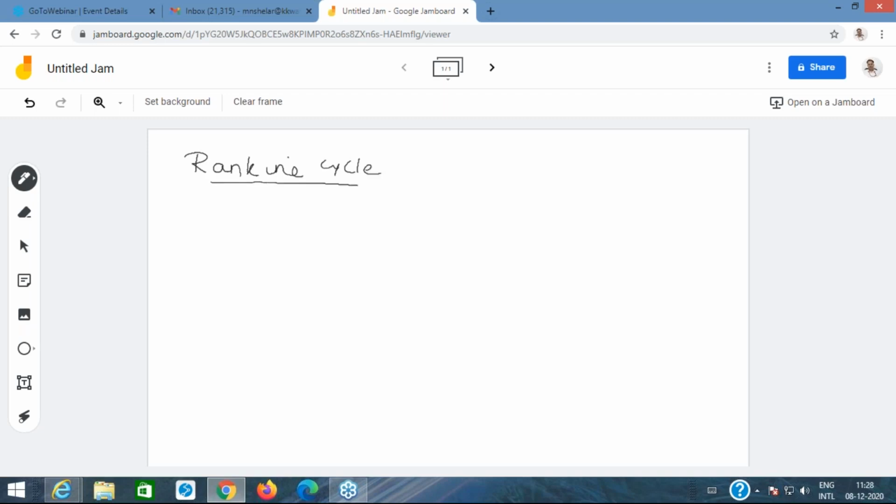Okay. So some students are writing. So 1 to 2, let us say, is the constant pressure heat addition, which obviously happens in the practical plant. It happens in the steam generator, the boiler, that is. Yeah, correct, Yash.